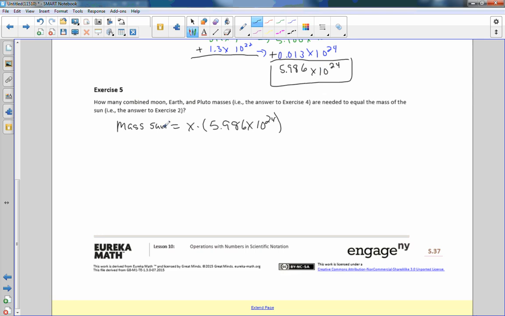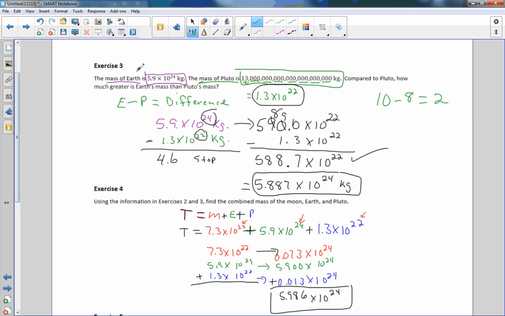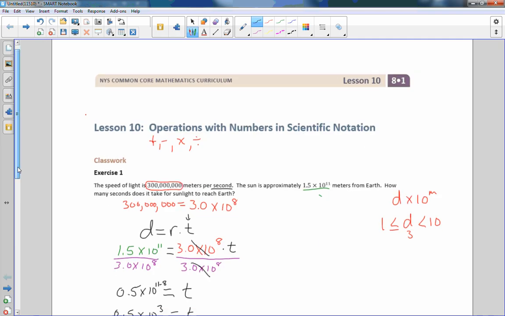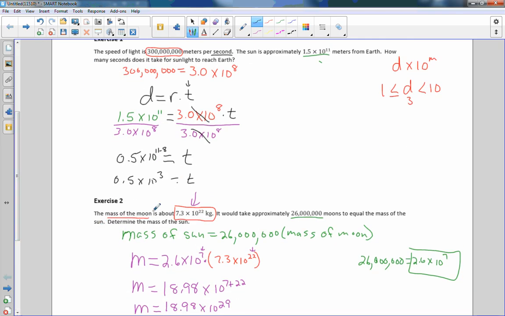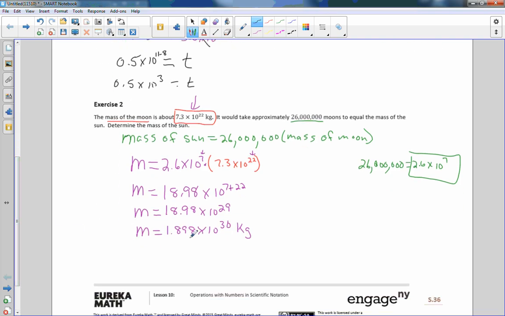So now we need to know the mass of the Sun to answer this question. So if I move back up here, the mass of the Earth, mass of Pluto, I need to search for the mass of the Sun. They did give it to us somewhere. The mass of the Moon, and determine the mass of the Sun. That was our answer to exercise 2. So here is our answer.